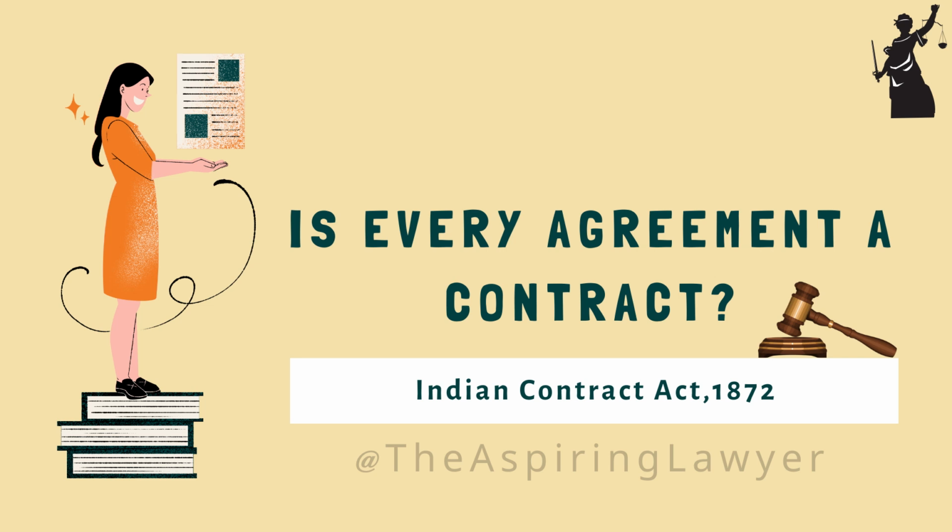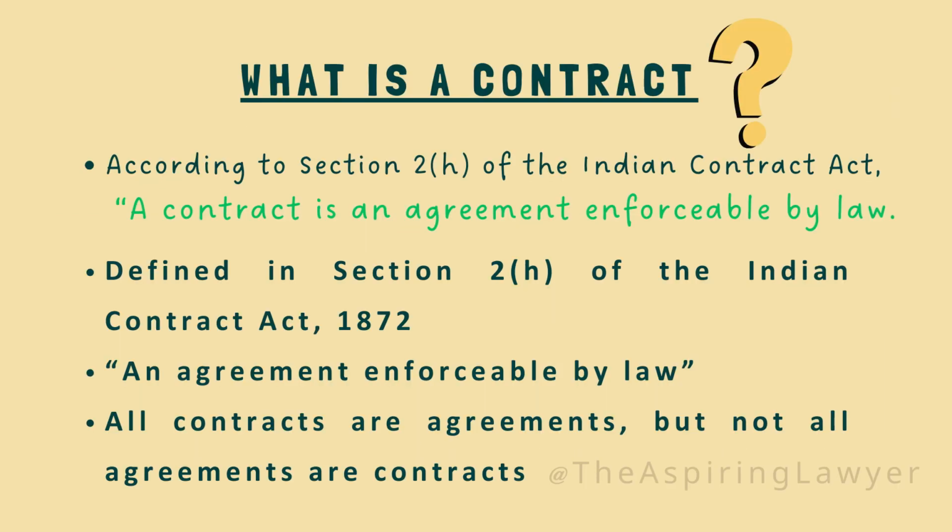Today we will learn about what a contract is, the 8 essential elements that make it valid, and a super interesting case that made contract law history: Carlill versus Carbolic Smoke Ball Company. Let's get started. So, what is a contract?